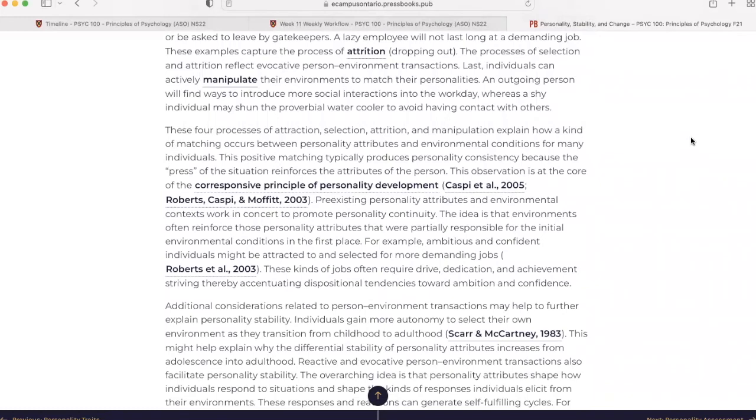These four processes of attraction, selection, attrition, and manipulation explain how a kind of matching occurs between personality attributes and environmental conditions for many individuals. This positive matching typically produces personality consistency because the press of the situation reinforces the attributes of the person. This observation is at the core of the corresponsive principle of personality development. Pre-existing personality attributes and environmental contexts work in concert to promote personality continuity.